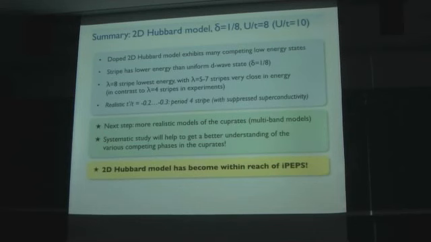What about nearest neighbor interactions? Yeah, this we can just add. That's no problem. It does not change much. We did not do a full systematic study, but we tried to add a nearest neighbor repulsion term, and in that case I think it's still a period 4 stripe for realistic coupling, and it's not really much harder to do.